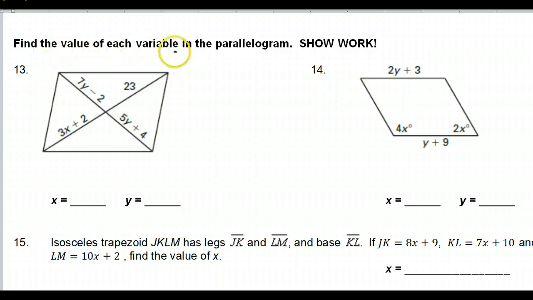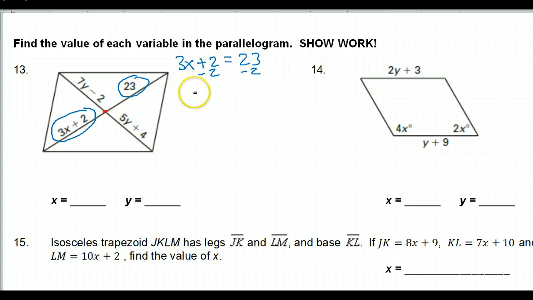Number 13, find the value of each variable in the parallelogram. Show your work. So here we go, basically the same type of thing. It's a parallelogram, so the diagonals bisect each other. That means this red dot is a midpoint for both diagonals. So, of course, that means, let me be consistent, that 3x plus 2 should equal 23, right? Because this should equal that.